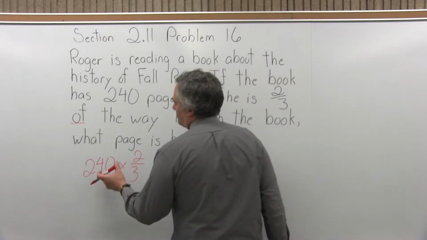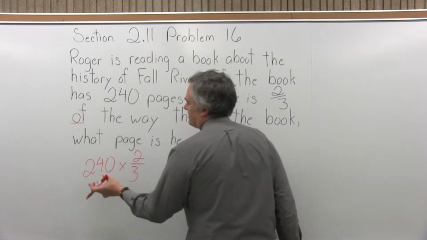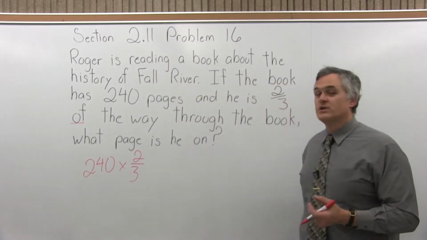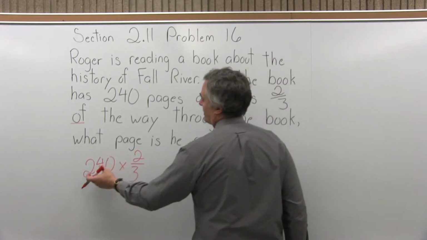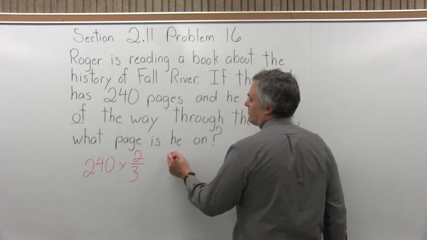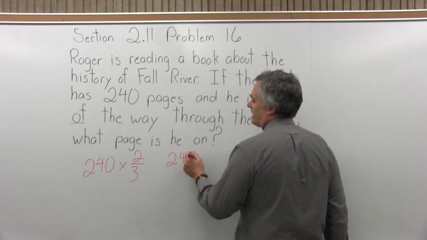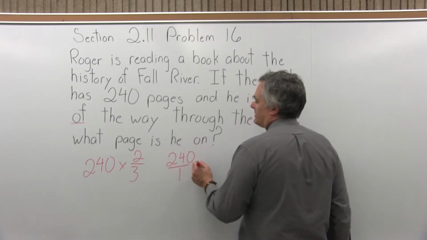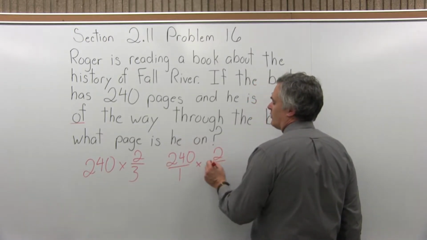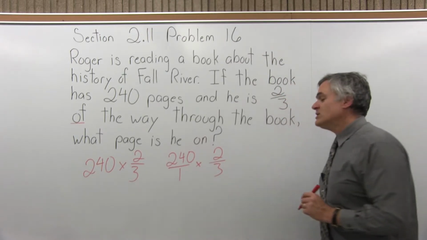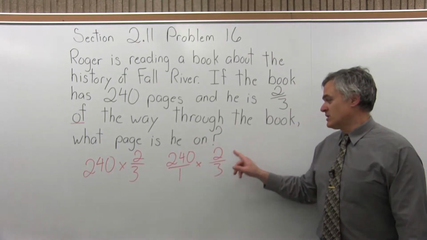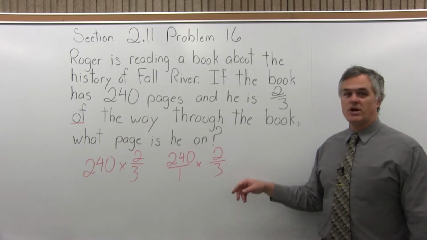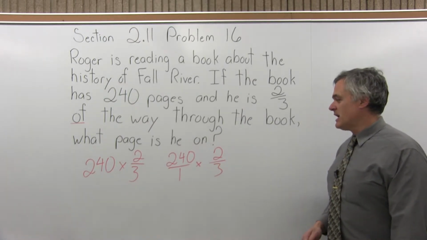When you multiply fractions, the way to do it is multiply the numerators, multiply the denominators. 240 is written without a denominator. So I can rewrite the problem as 240 over 1 times 2 over 3. Now each fraction has a numerator and a denominator, so you can multiply the numerators right across the top, multiply the denominators across the bottom, get the answer, reduce it if you can.